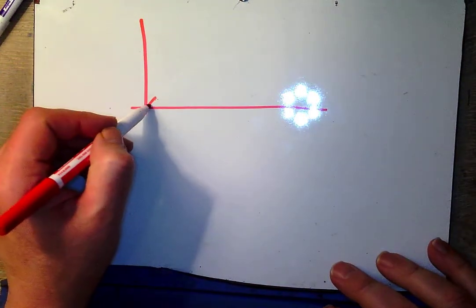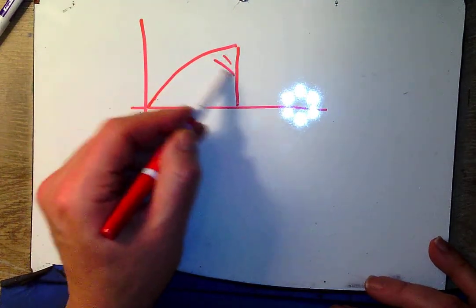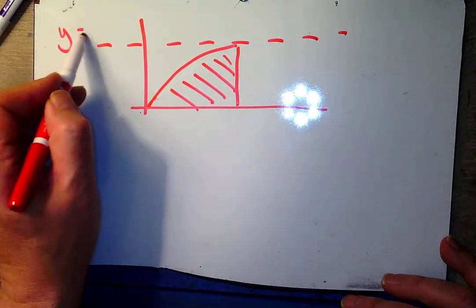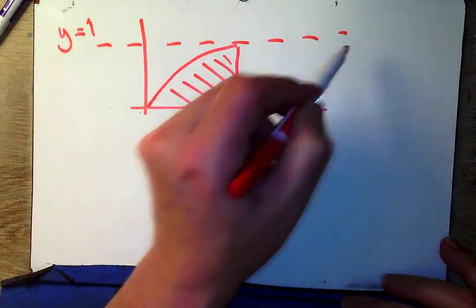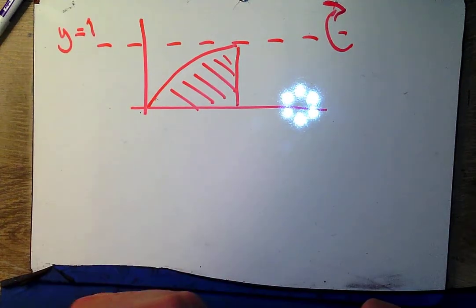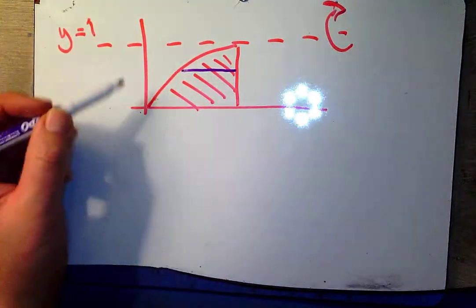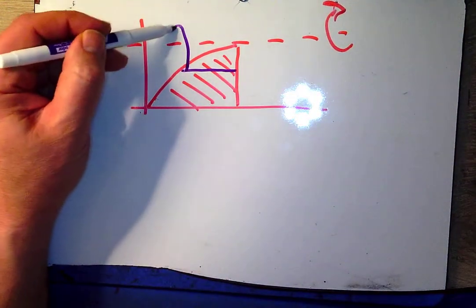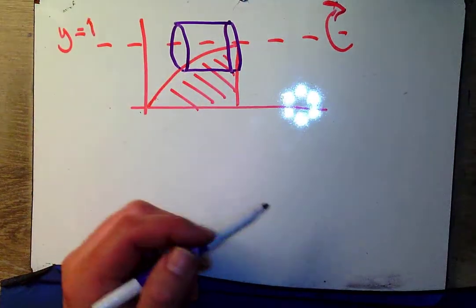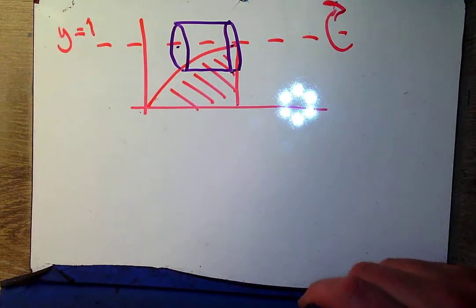Hi everyone. So we're rotating this region of sine around the line y equals 1. And we're doing it with shells this time. So when I think about shells, I always think about drawing a segment that's parallel to the axis of rotation. And at the ends of that segment, I draw my circles whose center is the axis of rotation.